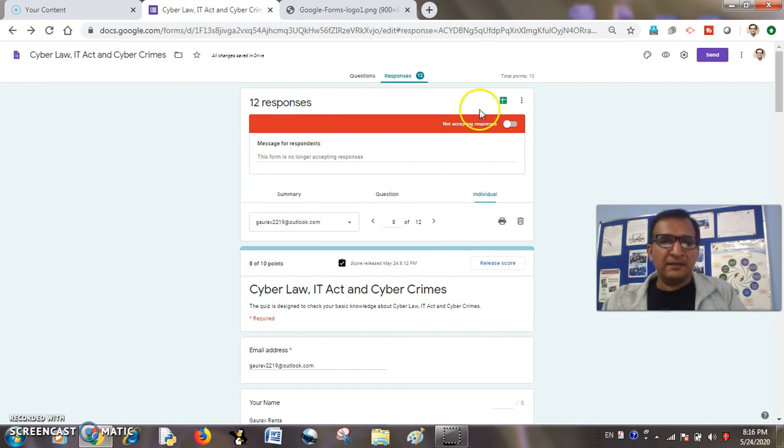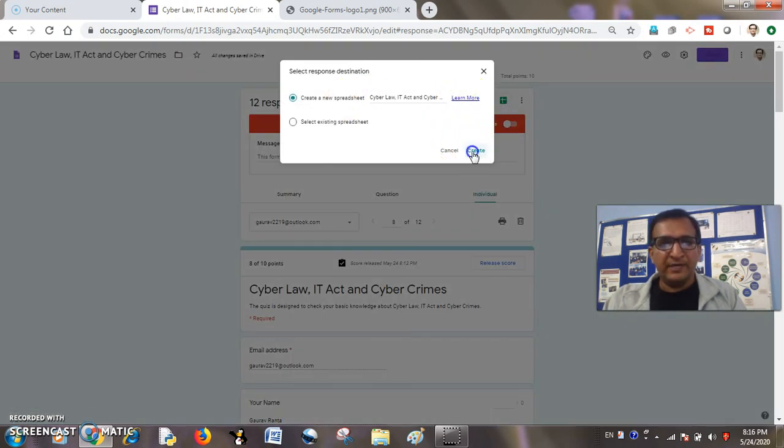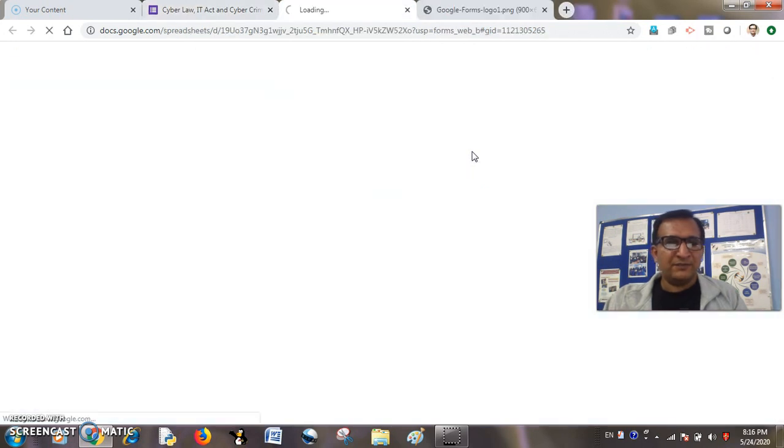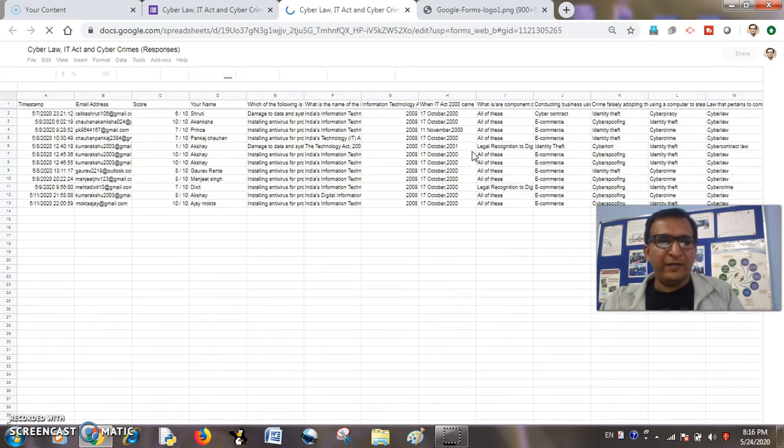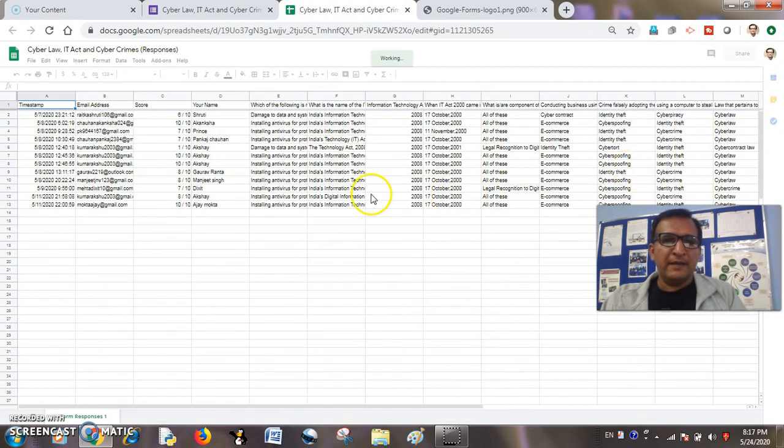And the best part of this whole response section is to generate a compiled spreadsheet by clicking the create spreadsheet option. Here I'll just create a spreadsheet, which is nothing but a compiled summary of every response by every student: when they responded, at what time, their email ID, score, and name, and their response to every question, question by question. This will also help me keep a record of my progress and their understanding of the concept. So I think I've clarified this analysis of responses.